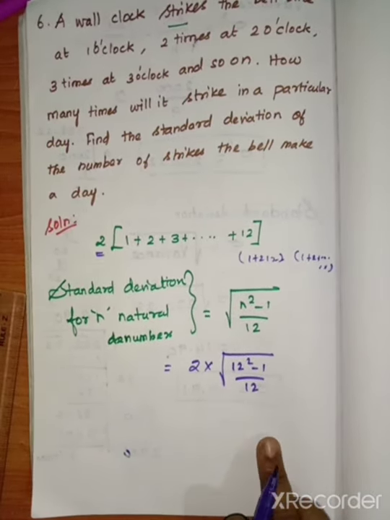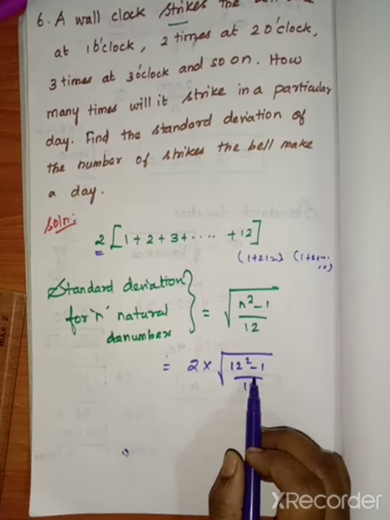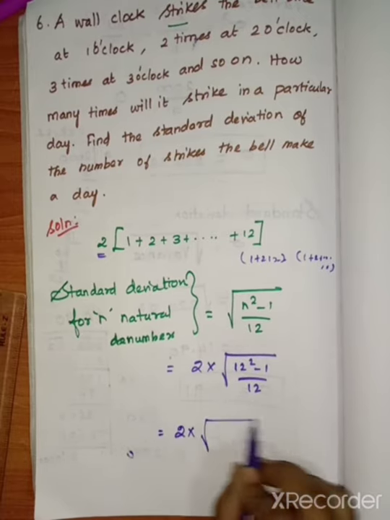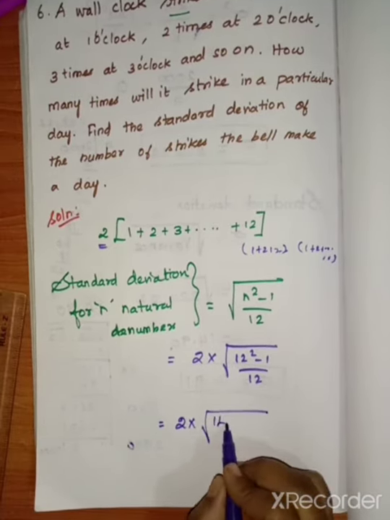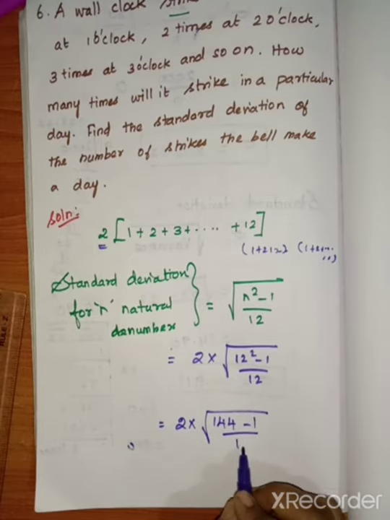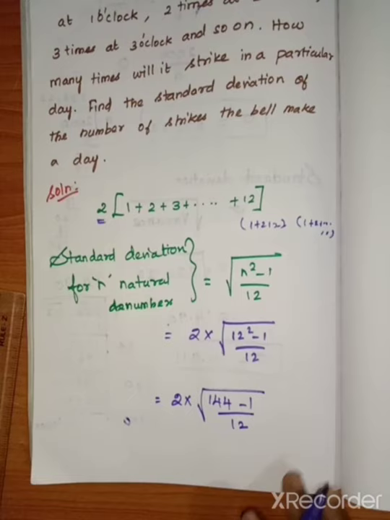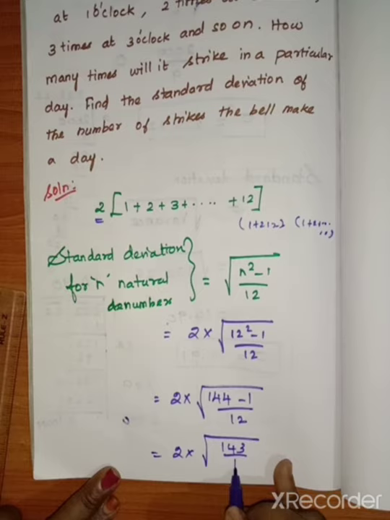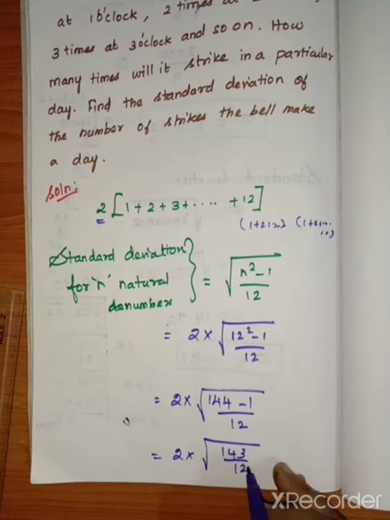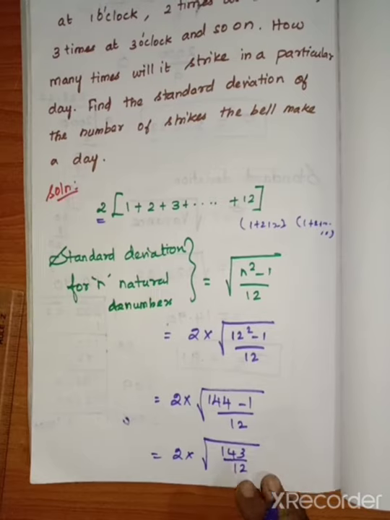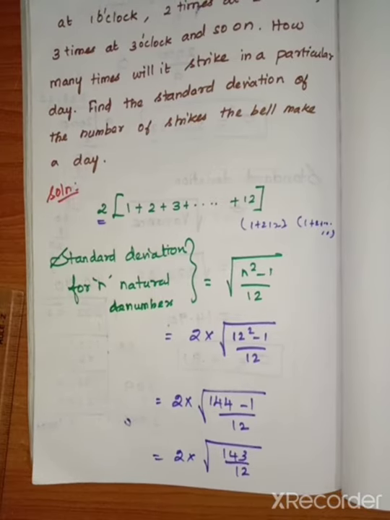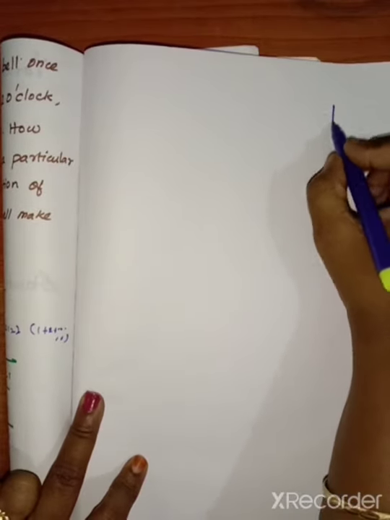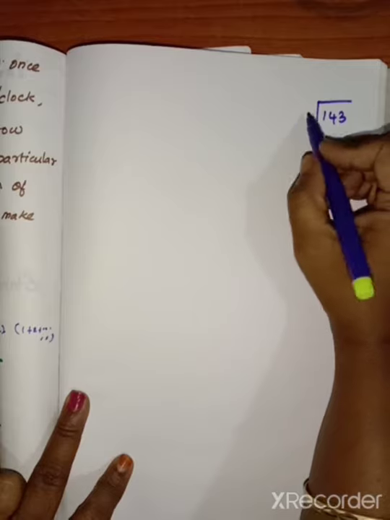Here the numerator has 12 and the denominator has 12, but we cannot cancel, because in between we have the minus and also the square. So first of all square the term. So 2 into root of 12 square, that is 144 minus 1, divided by 12. If you subtract, 2 into root of 143 divided by 12. It is not possible to cancel, because 143 is not in the 12 table, so we use normal division, 143 divided by 12.